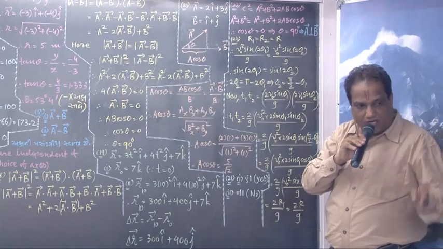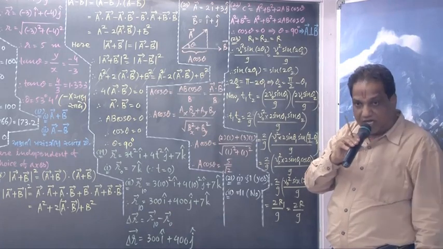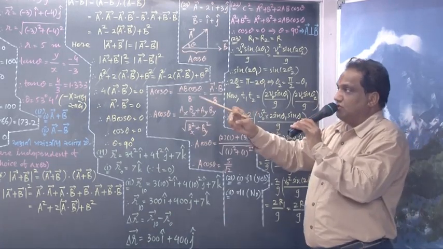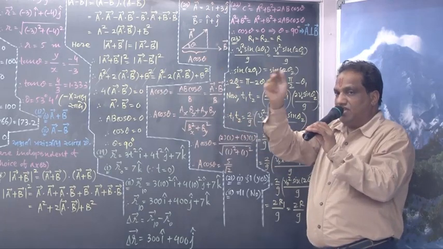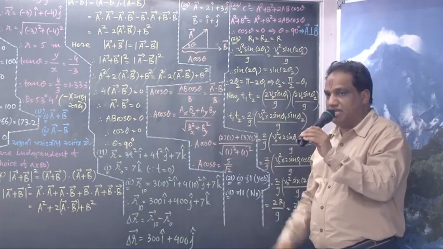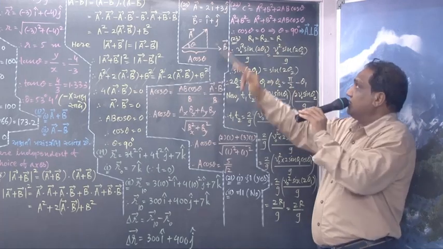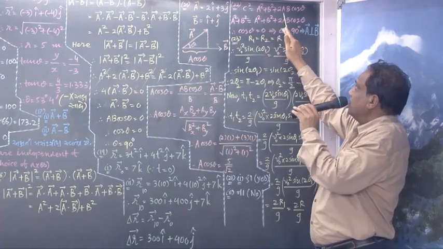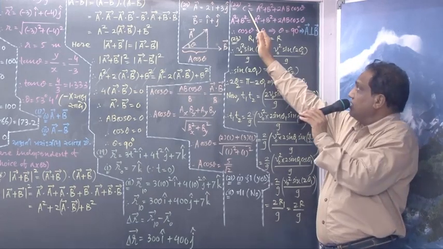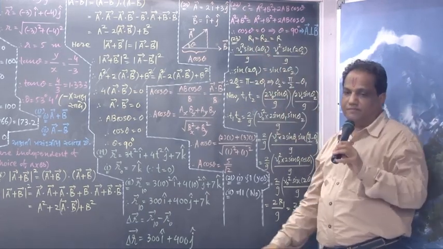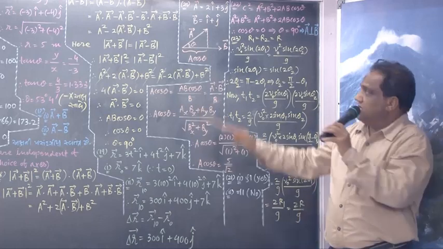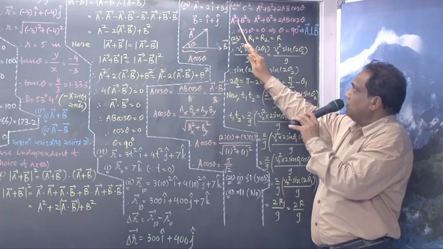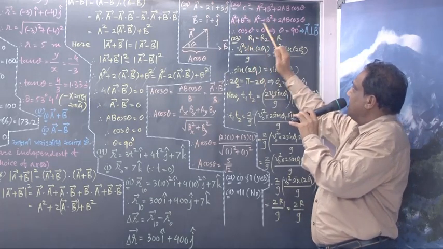Don't you know the magnitude of the resultant vector? Magnitude of C equals the square root of A square plus B square plus 2AB cos theta. Take square on both sides. So C square will be A square plus B square plus 2AB cos theta. But what is C square given in the statement? A square plus B square. C square is given equal to this.